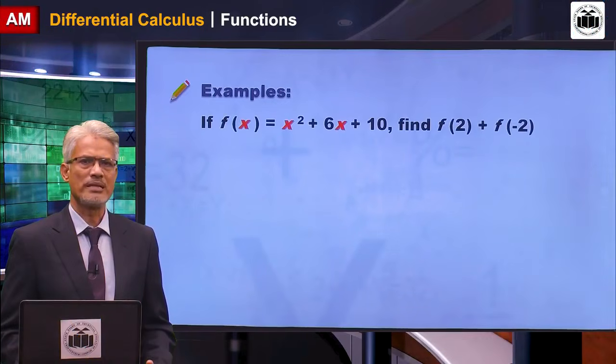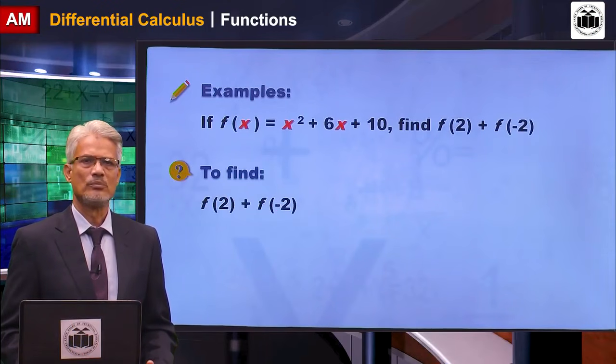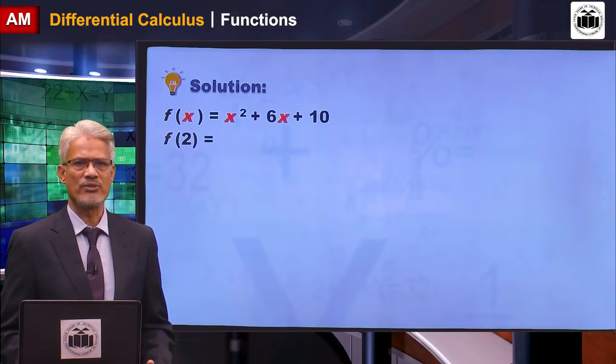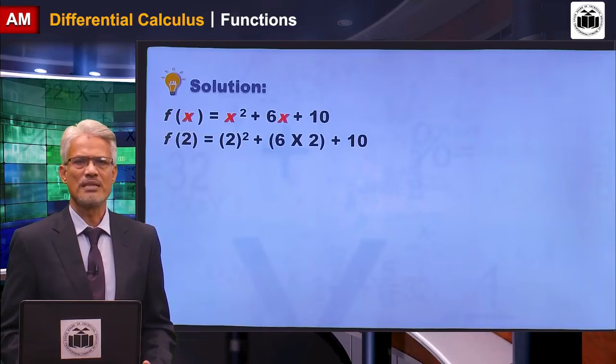For example, your question is, if f(x) is equal to x square plus 6x plus 10, then find the value of f(2) plus f(-2). To find f(2) plus f(-2), first of all we will find the value of f(2). Since f(x) is equal to x square plus 6x plus 10, and we have to find the value of f(2), that means we have to replace all the x by 2. Therefore 2 whole square plus 6 into 2 plus 10, which is equal to 4 plus 12 plus 10.